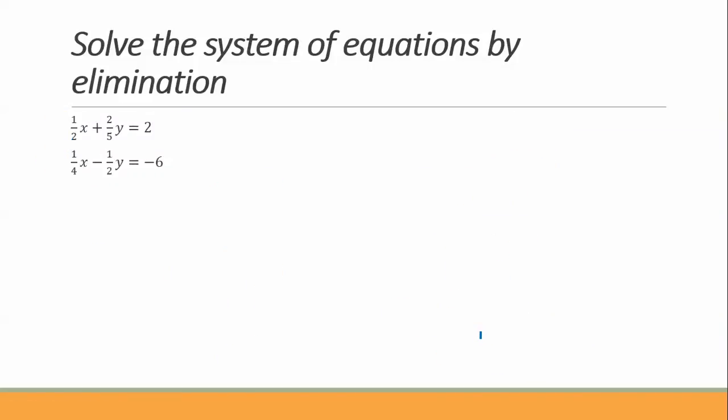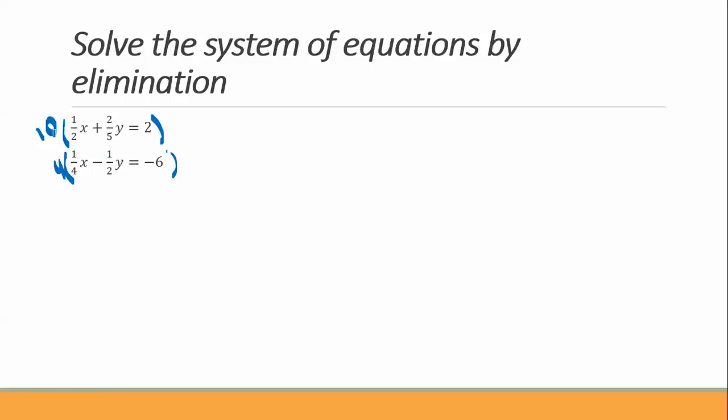The last one we're going to do today has a whole bunch of fractions. So the first thing we're going to do is get rid of the fractions. So the first equation, we're going to multiply by the least common denominator, so we're going to multiply by 10. The second equation, we're going to multiply by the different least common denominator, so we're going to multiply by 4.